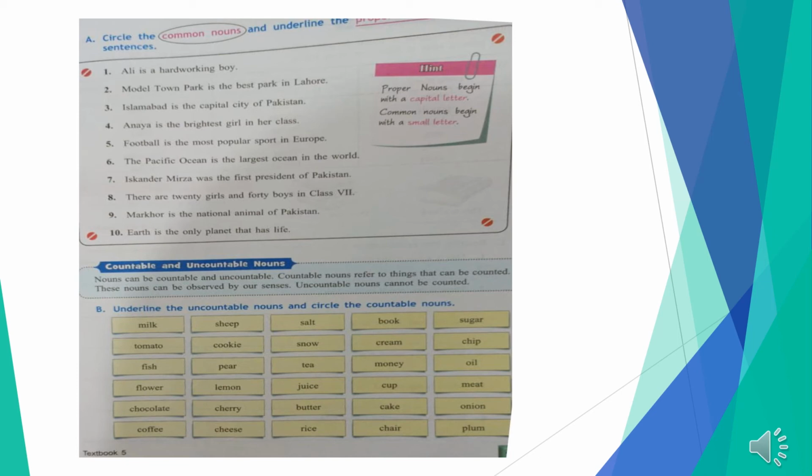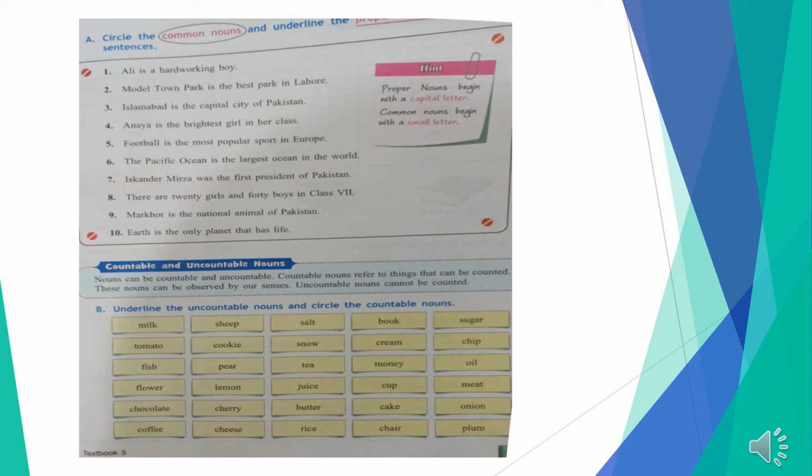Like you can say anything in the form of a liquid is uncountable. Sheep, countable. Cookie, countable. Pear, countable. Lemon, countable. Cherry, countable. Cheese, it's uncountable. Like we can measure it but we can't count it. Salt, it's uncountable. Snow, it's uncountable. Tea is uncountable. Juice is uncountable. Butter is uncountable. Rice, somehow countable. Books are countable. Cream is uncountable.